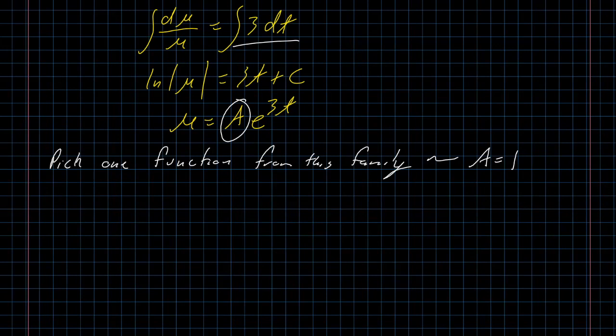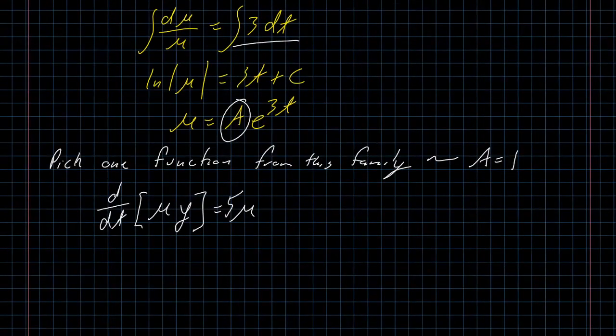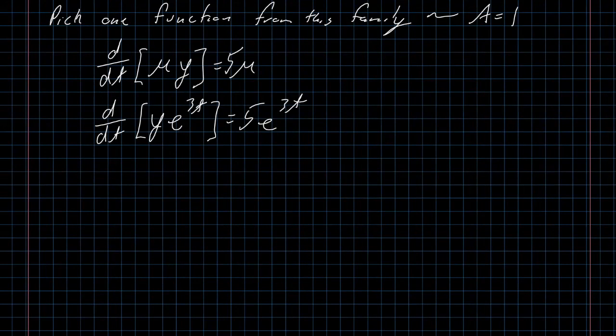Now remember from what I did before, d/dt of mu times y must be equal to mu times q, the right-hand side of the original differential equation. And if I scroll back up, the right-hand side of the original differential equation is 5. So the derivative of mu times y is 5 times mu. Plugging in, mu is e to the 3t. And then solving by a method of direct integration.